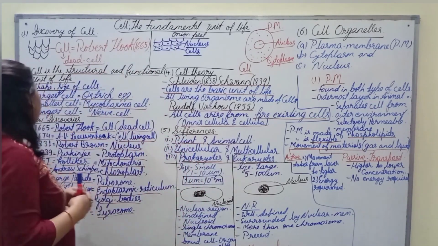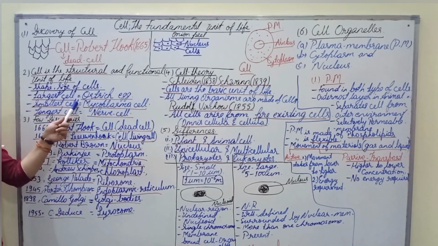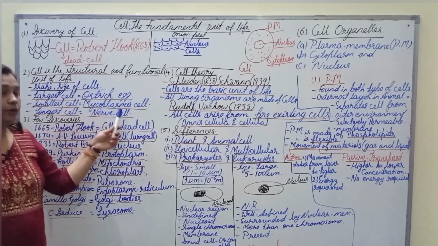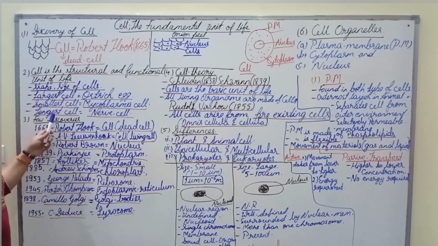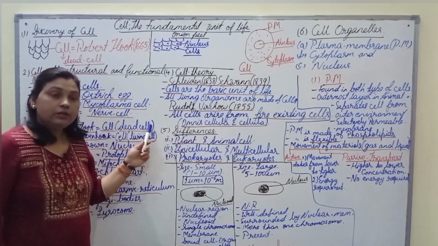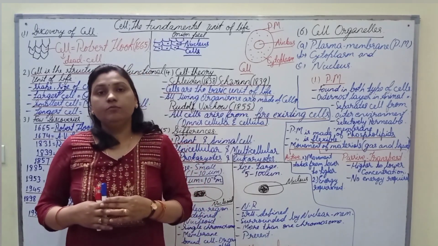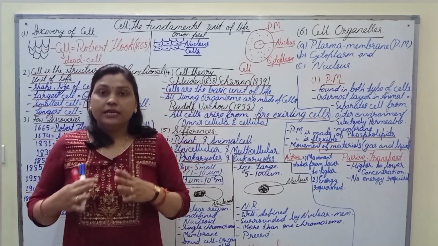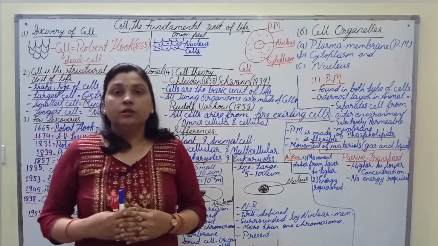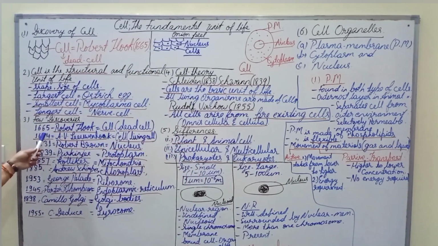Now we have few facts about cells. Which is the largest cell? Ostrich egg. Which is the smallest cell? Mycoplasma cell. Which is the longest cell? Nerve cells that are found in our nervous system are called nerve cells. Whenever we study a cell under microscope, we find different types of structures embedded inside the cell, and these structures are called cell organelles. So let us discuss few discoveries related with the cell and cell organelles.